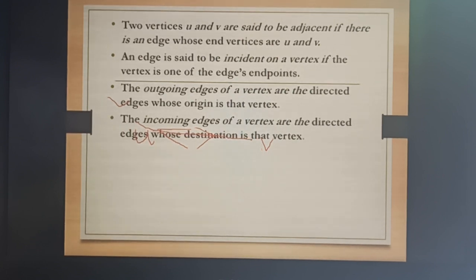The incoming edges of a vertex are the directed edges whose destination is that vertex. I have already told you: this is one vertex u, and this is another vertex v. If there is an edge from u to v, then for u this is called an outgoing edge because it comes from this vertex, the origin is u. But this is an incoming edge for v.